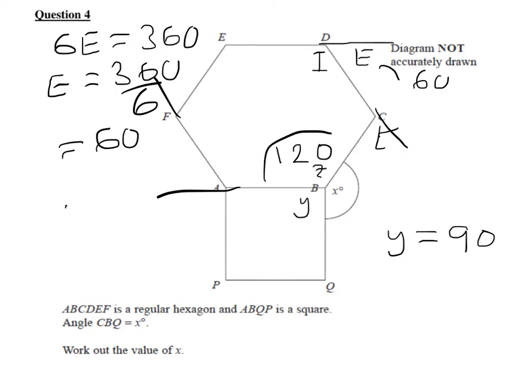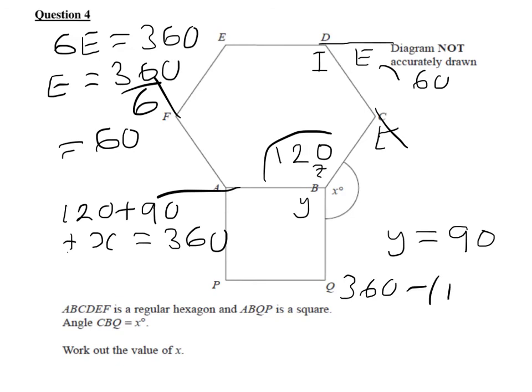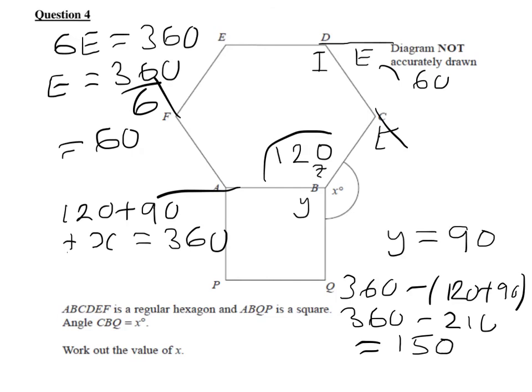So we've got 120 plus 90 plus the missing angle, which we call x, and that all comes to 360. So what I need to do now is do 360, subtract 90 and 120 to find out what x is. So we can use the calculator to do that, and I'll write it down, 360 take away 120 plus 90 will be 360 take away 210, and so my answer is 150, and that will get me all the marks.